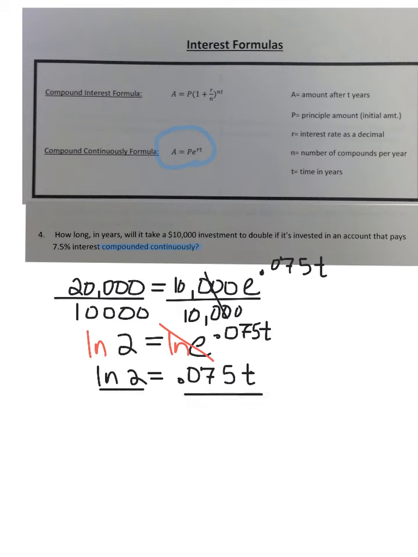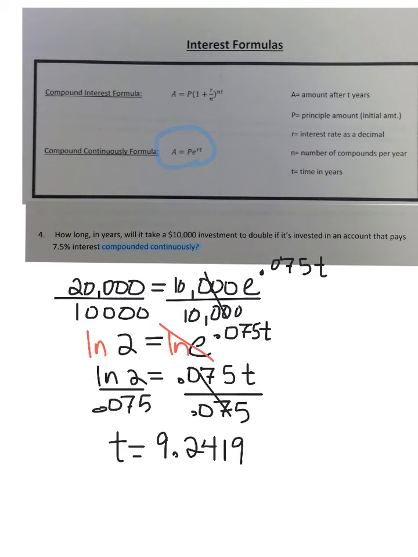and then now we can solve for t pretty easily. So we're just going to divide out that 0.075 to both sides. Okay, it'll cancel out on the right, and then we're going to get t equals, and we just plug that into our calculator. And that's going to give us 9.2419.